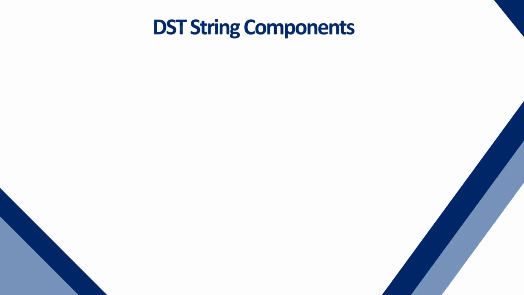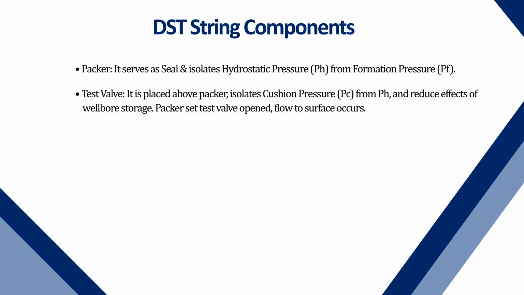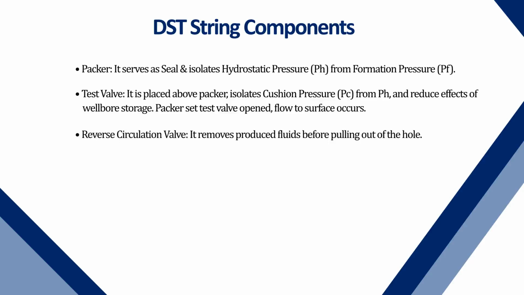DST string components. Packer: it serves as a seal and isolates hydrostatic pressure, pH, from formation pressure, PF. Test valve: it is placed above the packer, isolates cushion pressure, PC, from pH, and reduces the effects of wellbore storage. With the packer set and the test valve opened, flow to surface occurs. Reverse circulation valve: it removes produced fluids before pulling out of the hole.